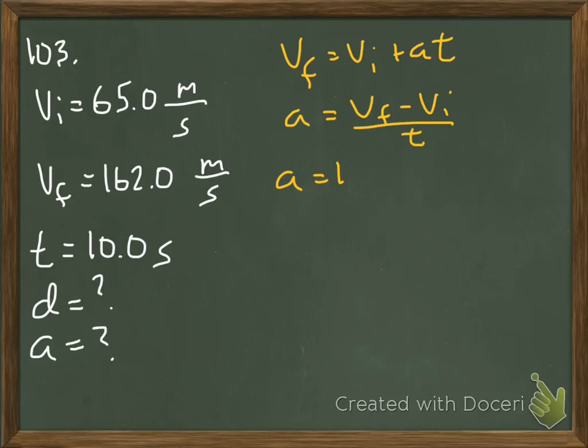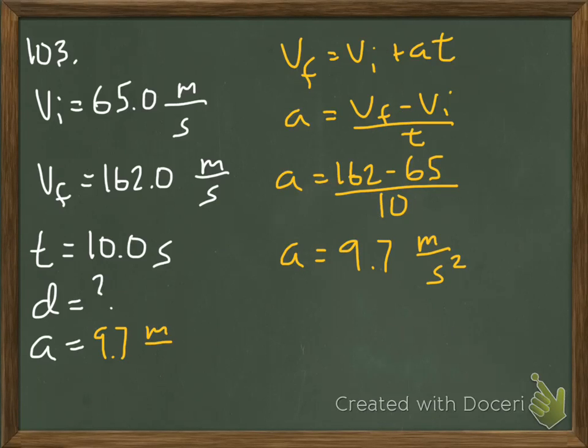Let me stop there for a second. The reason I know that I need to find the acceleration is because if I look at all of my kinematics equations that have the letter D in them, they all also have the letter A. So in order to find distance, we need to find the acceleration. So we can use this equation here to find the acceleration. I'm going to rearrange it to just solve for A, and let's plug in our numbers and see what happens.